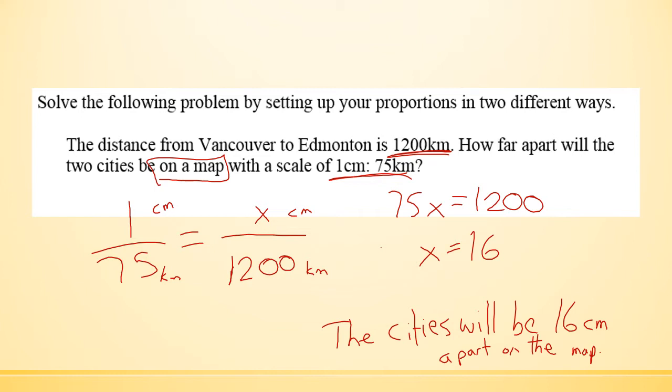So I do 1 over 75, and I set that equal to, I don't know, which again, unoriginal, I call it X a lot, over 1,200 kilometers. Then you cross multiply and solve and get 16. And again, if the question is a sentence, your answer should also be a sentence.